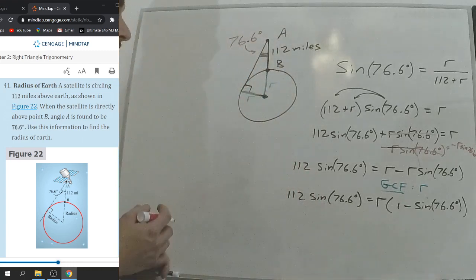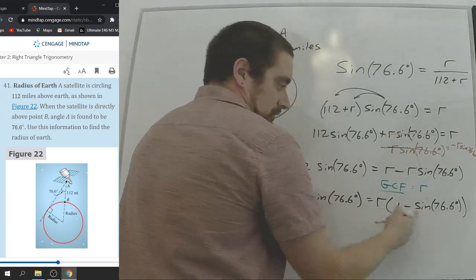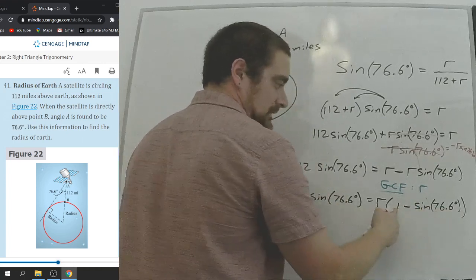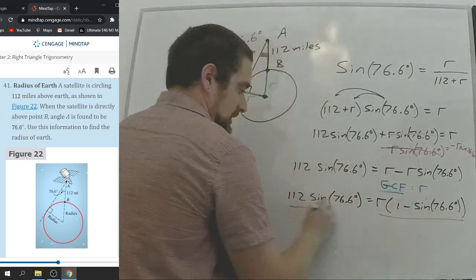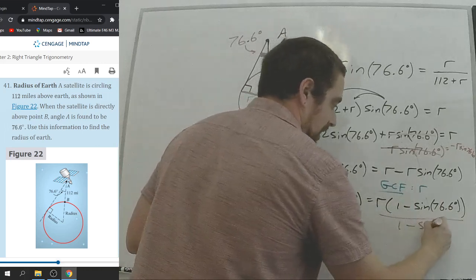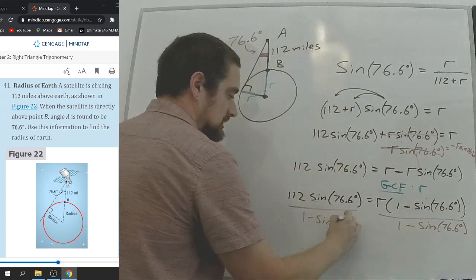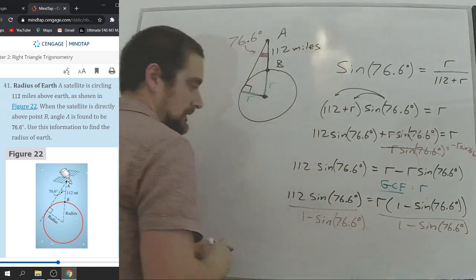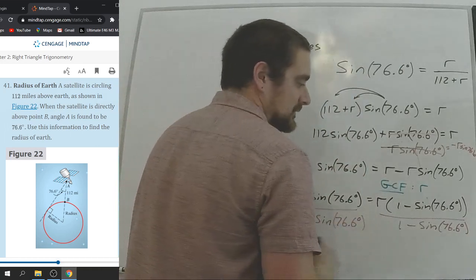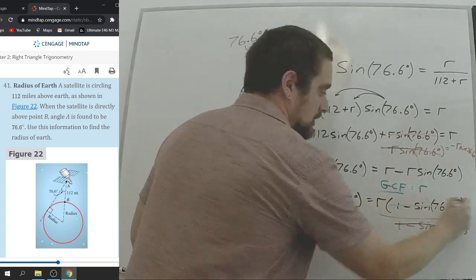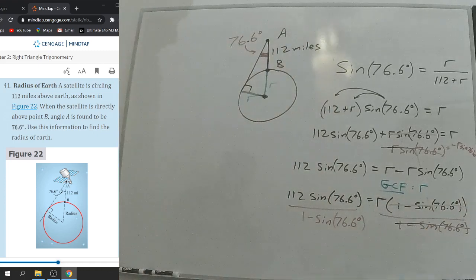Nice thing here is sine of 76.6 degrees is not 1, so this is not 1 minus 1. Basically just meaning that is not 0. So I can divide by that non-zero quantity, 1 minus sine of 76.6 degrees, on both sides. I know I'm not dividing by 0 here, so I can say, let's divide to isolate R. Meaning that we can now approximate R by going to our calculator and just letting it do all the heavy lifting.